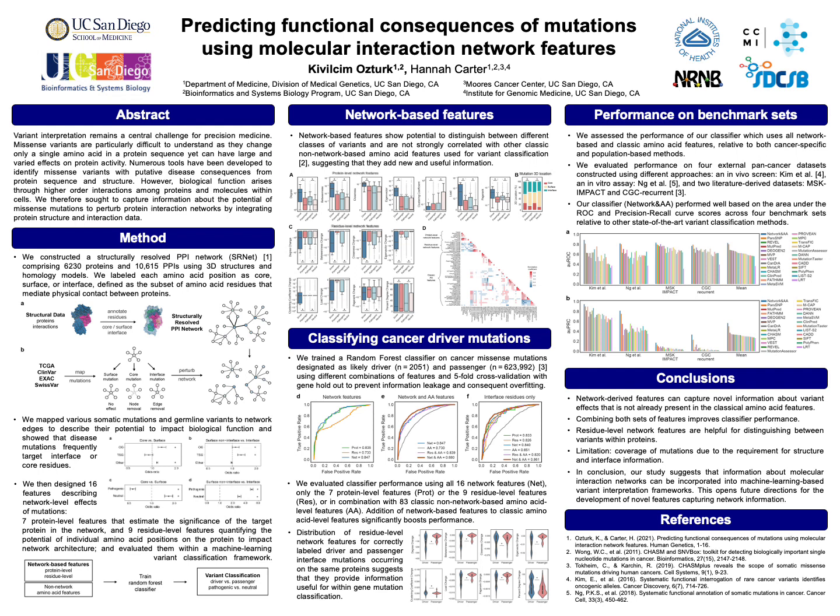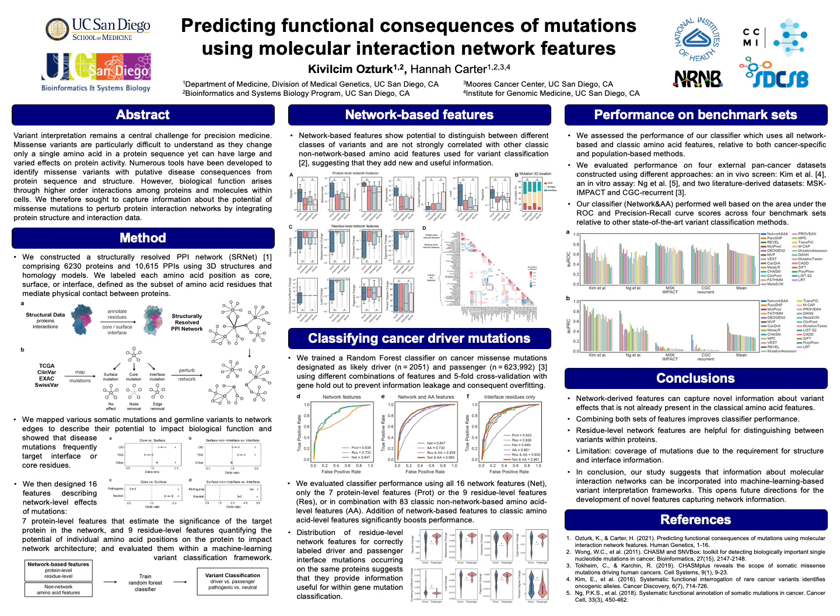Distribution of residue-level network features for correctly labeled driver and passenger interface mutations occurring on the same proteins suggests that they provide information useful for within-gene mutation classification. We assessed the performance of our classifier, which uses all network-based and classic amino acid features, relative to both cancer-specific and population-based methods. We evaluated performance on 4 external pan-cancer datasets constructed using different approaches: an in vivo screen, an in vitro assay, and 2 literature-derived datasets.